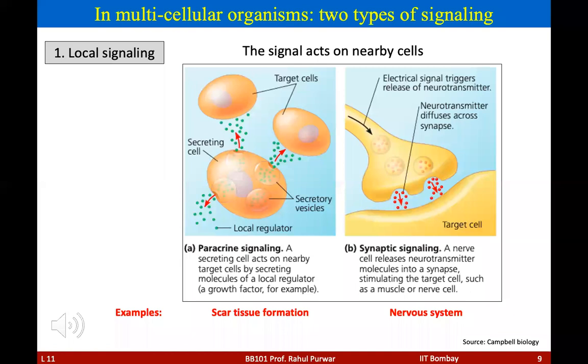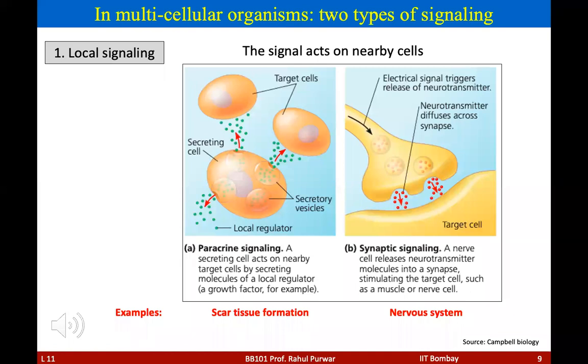of target cells. Okay, so this secreting cell will have stored proteins or growth factors which are stored in the secretory vesicle. When this cell gives the secretory molecules, which are local regulators such as growth factors, to a nearby target cell, that is called paracrine.